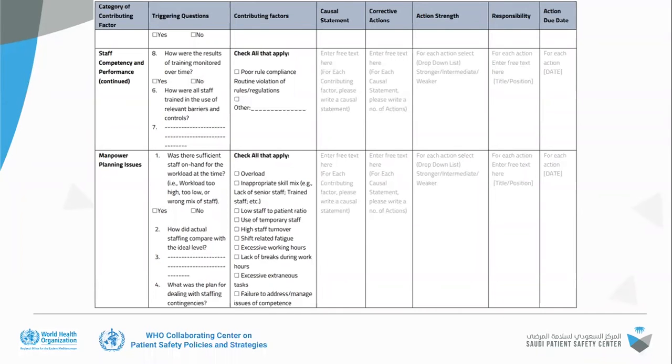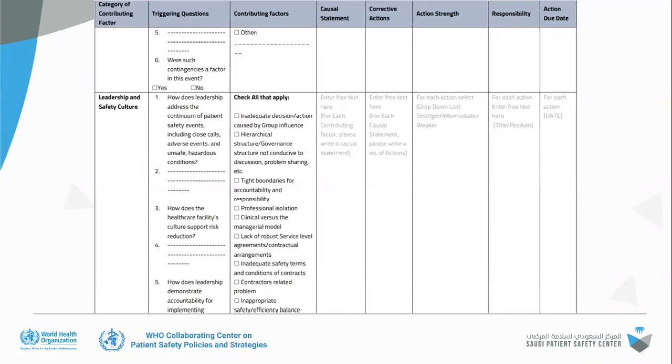Regarding the manpower planning issues, we'll take an example. Was there sufficient staff on hand for the workload at the time? And you have to answer the question with yes or no. The example was, is the workload high or is it low? So after that, you have to check the contributing factor. Is there any overload, inappropriate skill, low staff to patient ratio?